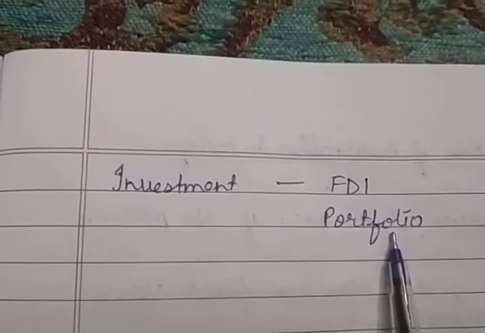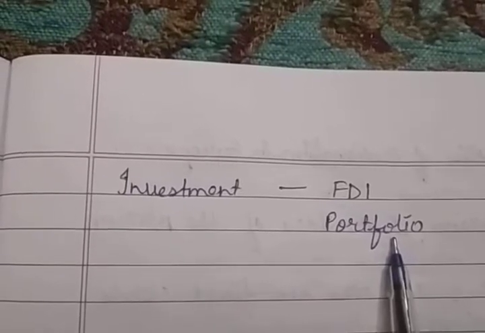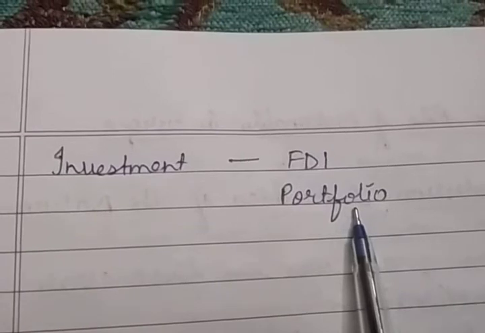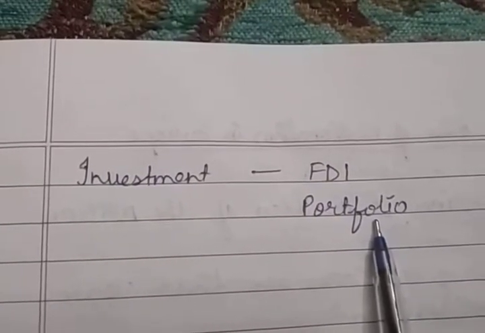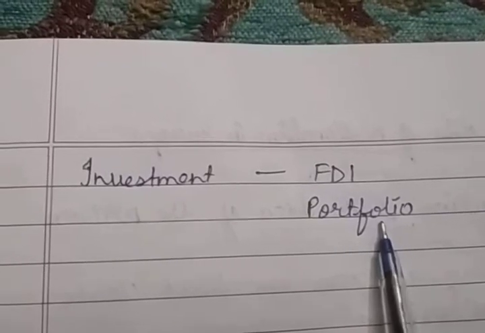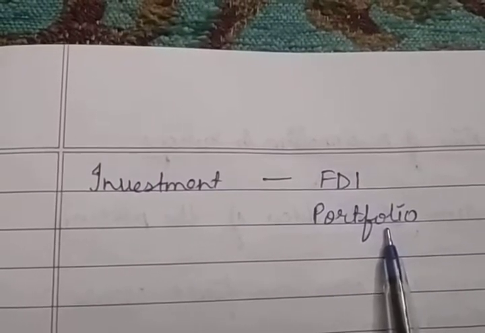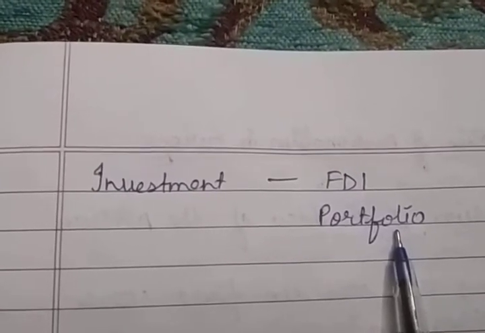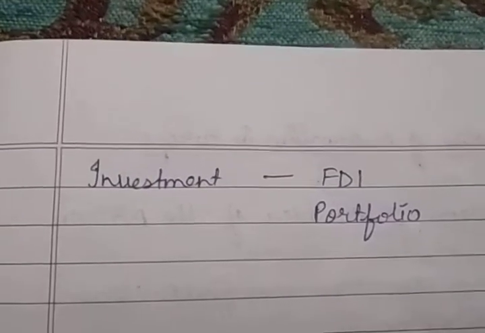Or maybe it is the acquisition of an asset that does not give the purchaser control over the asset. Example, purchase of shares or bonds of a company in the US by the residents of India, or maybe purchase of the shares of a foreign company by the Reliance Group. So they have control over the shares but not over the company.